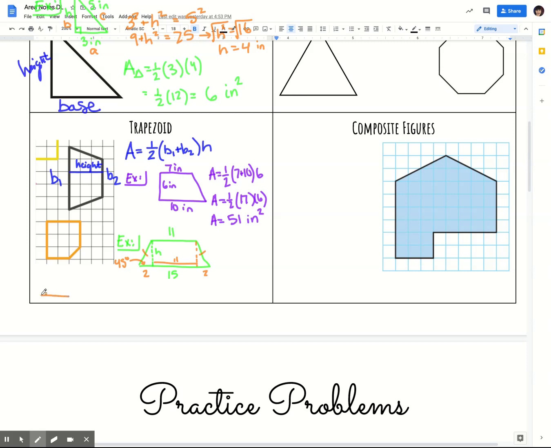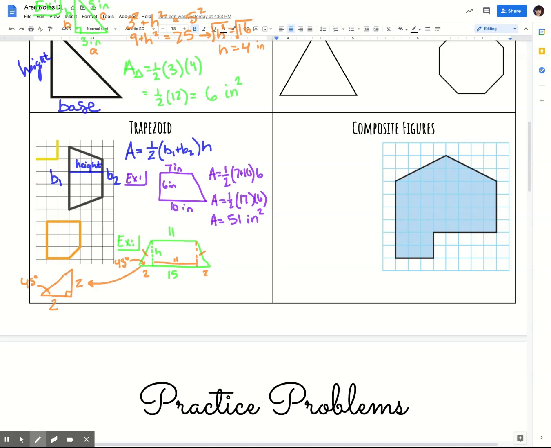But whenever you have a right triangle that has a 45-degree angle in it, that means that this is an isosceles right triangle. So whatever this distance is here, this distance also has to be the same, right?